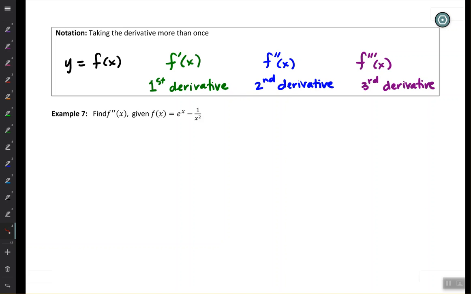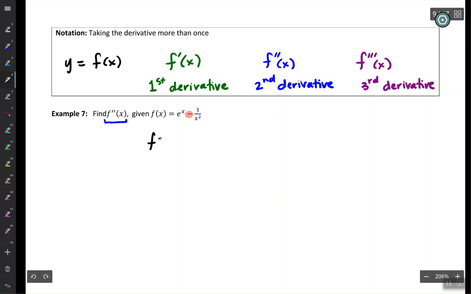Okay? So here I'm asking you to find f double prime, given f of x is e to the x minus 1 over x squared. I want to slow down and look at how these functions of x are put together. They are put together with subtraction. Yay! I get to compartmentalize my thinking. I get to think just about the derivative of e to the x. Then I get to think just about the derivative of 1 over x squared and put them together with a subtraction symbol.